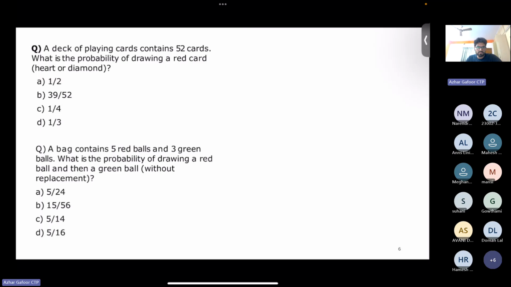1/4. A is 1/4. How is it 1/4? So 1/2. Yeah, A is 1/2. And question number 2.